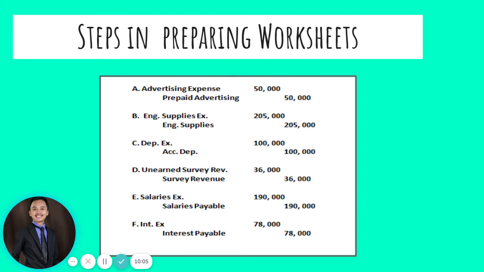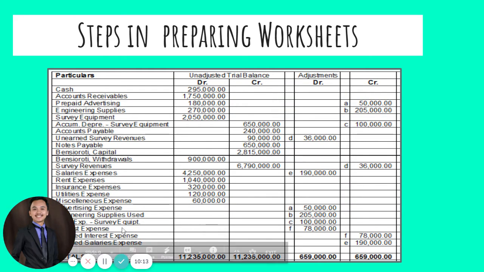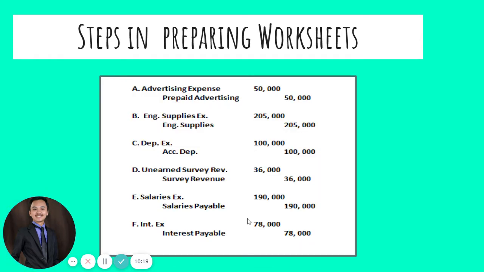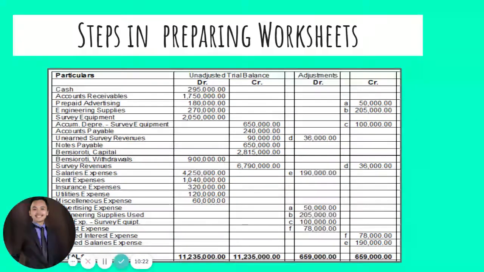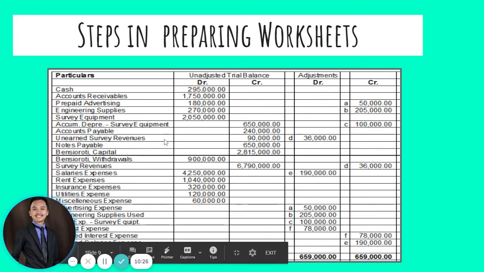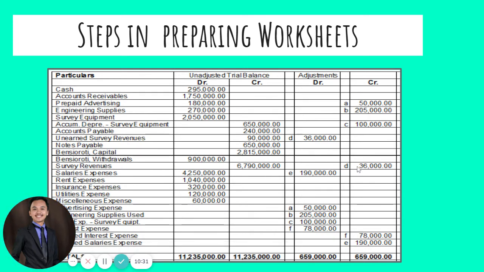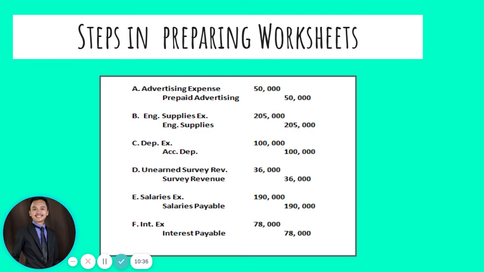And then letter D, unearned survey revenue, and then credit to survey revenue. So you simply debit unearned survey revenue for how much? That was 36,000 here. Unearned survey revenue for 36,000, and then credit to survey revenue for 36,000 to record the earned portion of our unearned survey revenue. Another, guys, is your accrued salaries expense of 190,000.